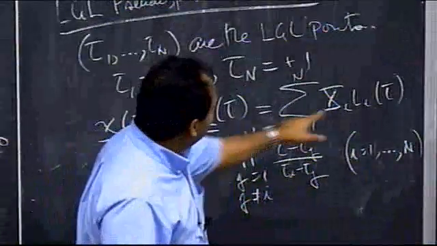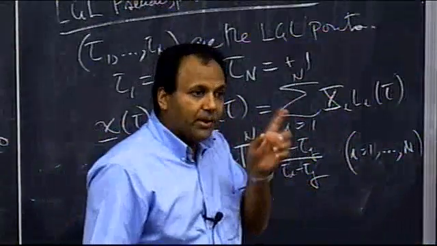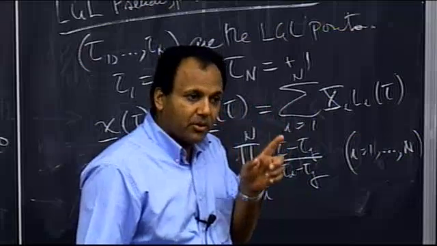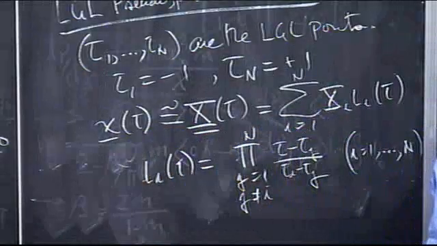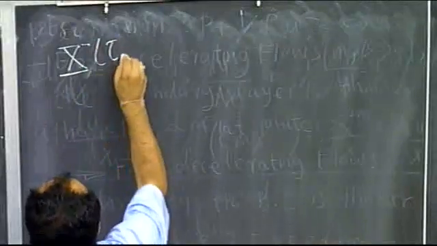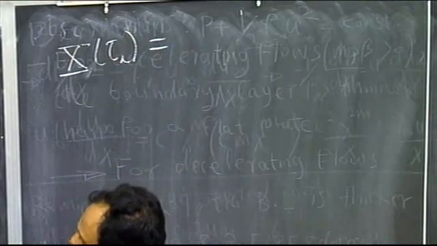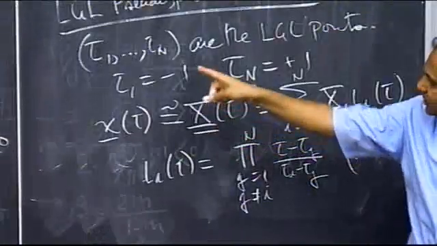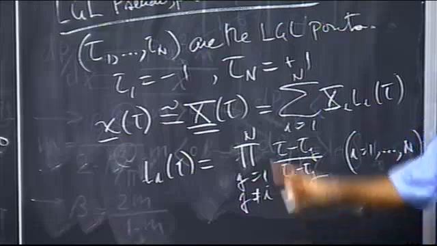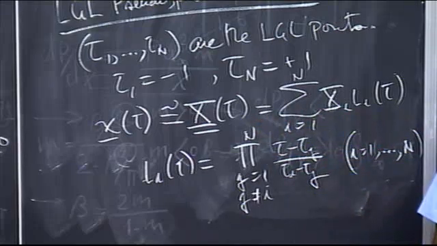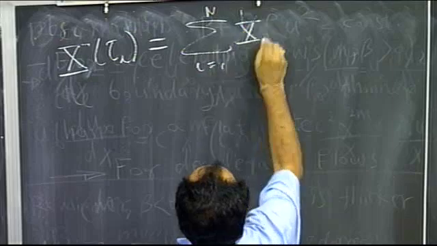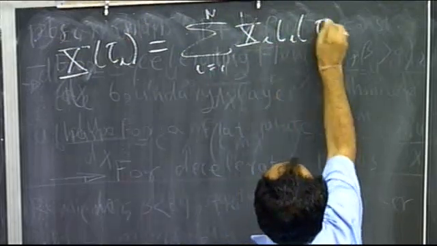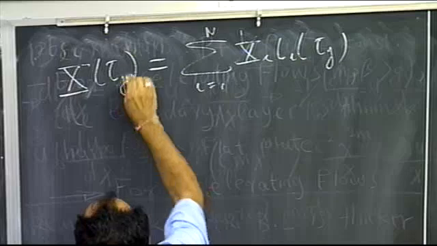Why am I using this for the approximation? Because you remember I told you one thing about Lagrange polynomials. This is what makes Lagrange polynomials so useful. If I compute X of tau_j, what do I get? If I evaluate this at one of these LGL points, what do I get? Let's look at the state approximation. I get the sum from i equals 1 up to n of x_i L_i of tau_j. Let's put a j here.